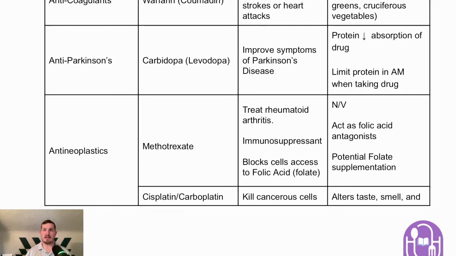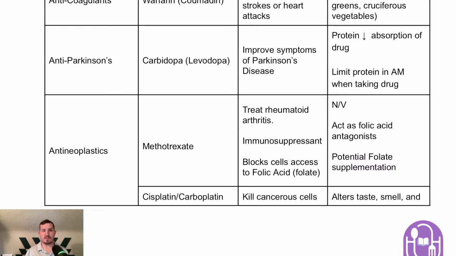Levodopa is less effective when combined with protein. So, protein will decrease absorption of the drug. I don't want to eat protein when I take this drug, which is typically going to be in the morning. So, you want to limit protein intake in the morning because if you wake up with Parkinson's, you're very shaky, you want to take the drug, you want it to be effective through the day. So, avoid protein in the morning when you take your drug.